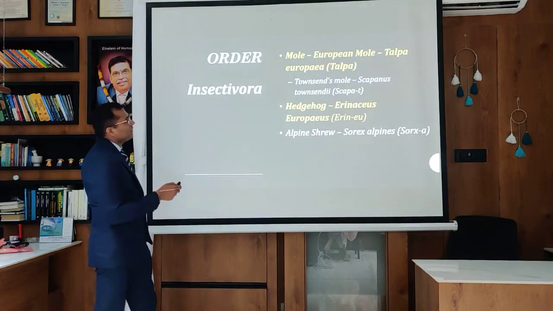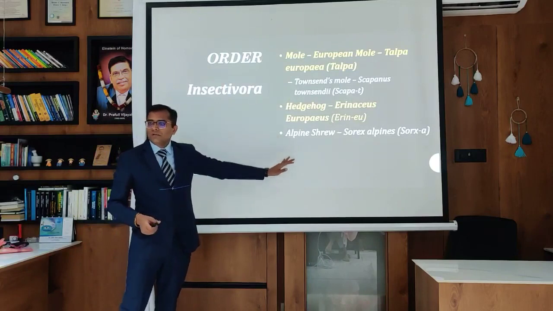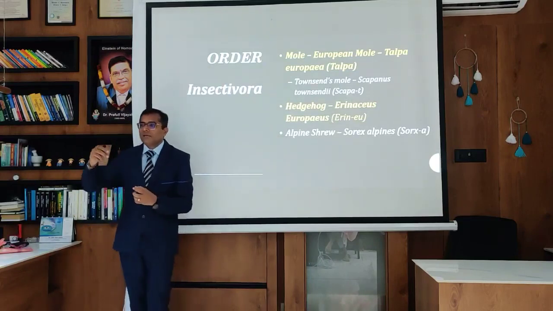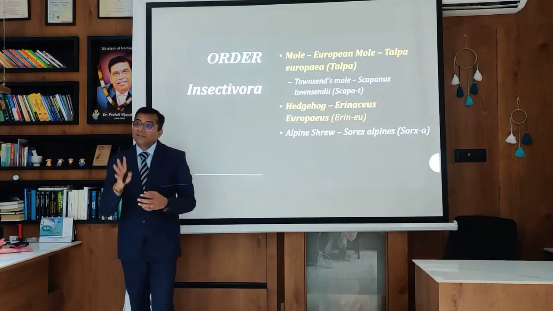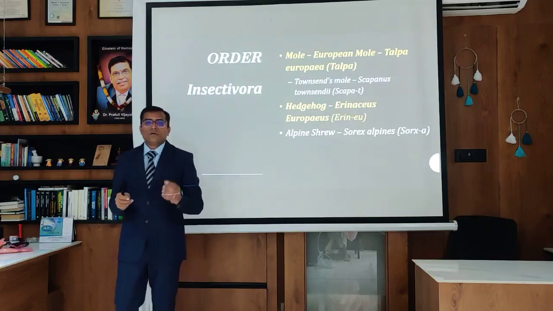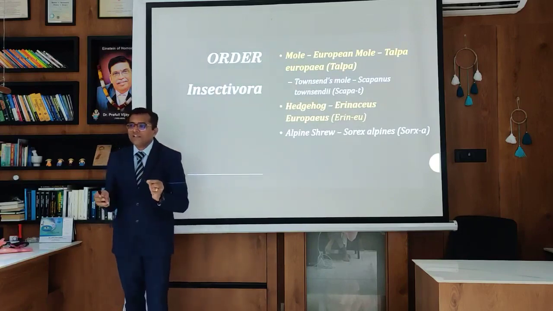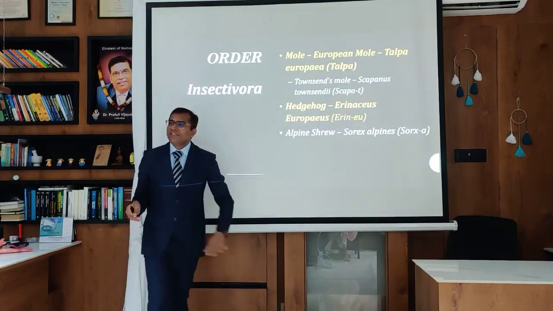Insectivora. In insectivora there is a mole and hedgehog. You know hedgehog? You have seen hedgehog? The animal which has fur, and the fur is like a string. So kata wala, so kya porcupine. Which we call as porcupine, which we also call hedgehog.